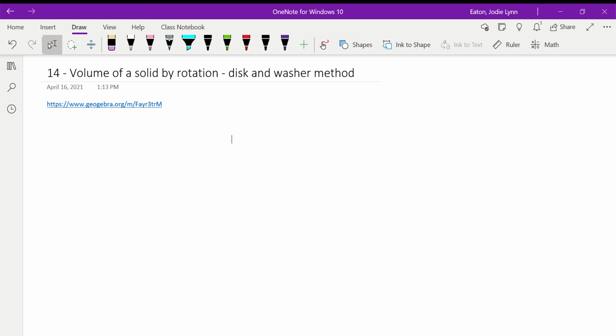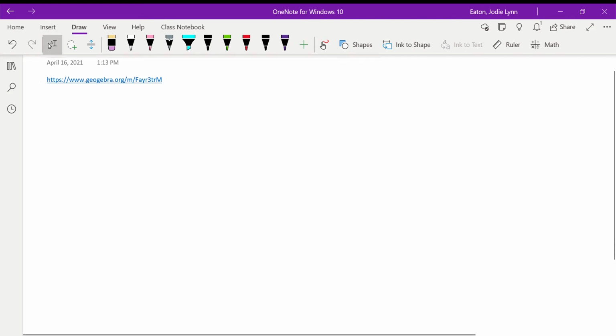We're now going to look at another geometric application of integrals to volume, except this time instead of known cross-sections, we're going to look at what happens when we rotate a function or a region of a function around one of our axes. So this is called volume of a solid by rotation. And I'm going to show you two different ways to do this depending on what kind of function you have, but there are additional ways to address this.